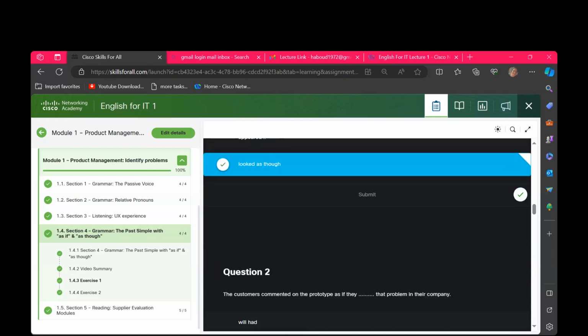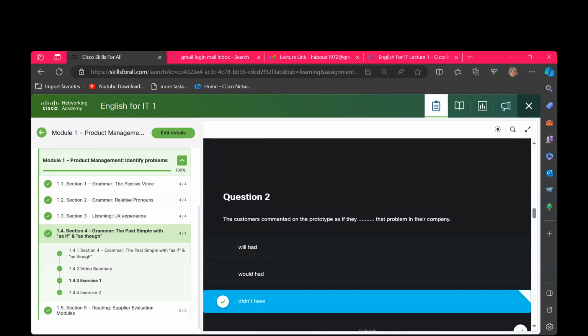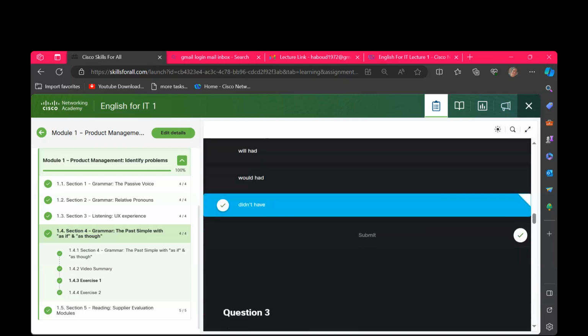Okay. Question 2, the customers commented on the prototype as if كما لو كنا they. طبعا إحنا قلنا إن بعدها بيجي simple past. إيه هنا السمبل past عندي؟ will had، مفيش حاجة اسمها will had طبعا. would had ولا دي؟ didn't have. Of course دي الإجابة الصحيحة لأن ده simple past.